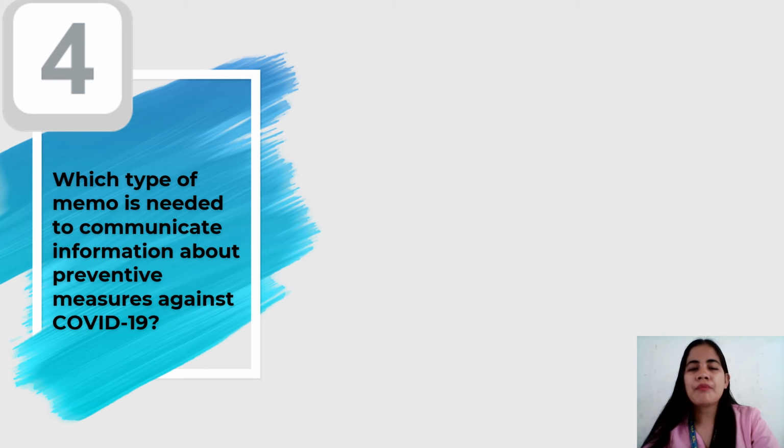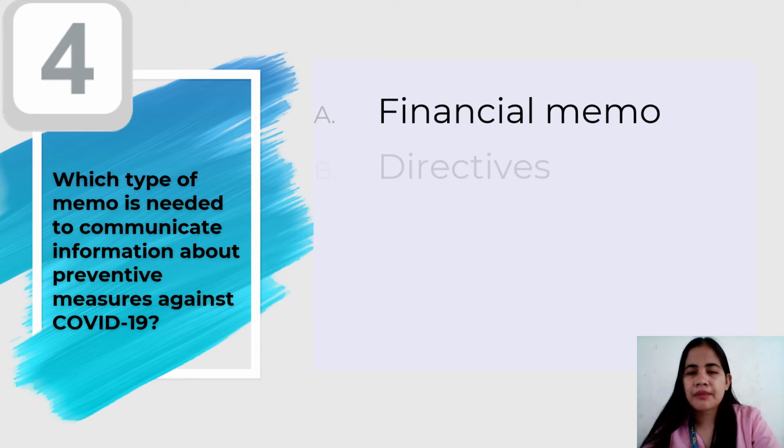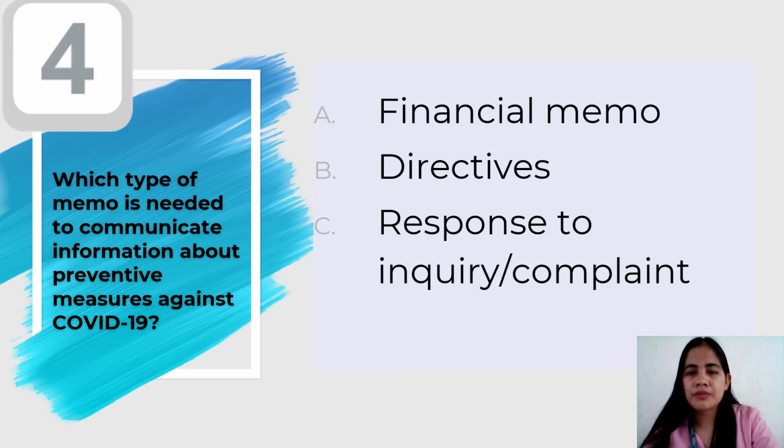Number 4. Which type of memo is needed to communicate information about preventive measures against COVID-19? A. Financial memo. B. Directives. C. Response to inquiry complaint. D. Dress code. So what is the answer?